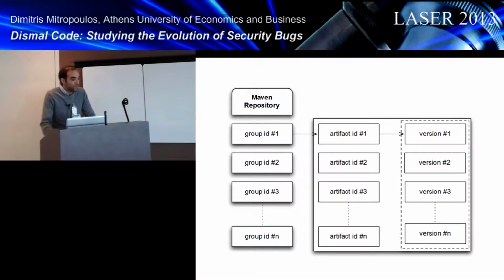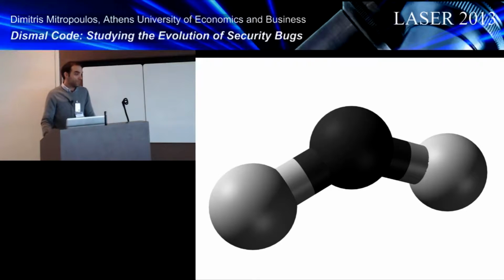In this figure, you can see the Maven repository hierarchy. A group ID represents a project. A project can have multiple modules that are represented by artifact IDs. Every artifact can have different versions in the repository. A project version can be uniquely identified by the triplet group ID, artifact ID, and version.